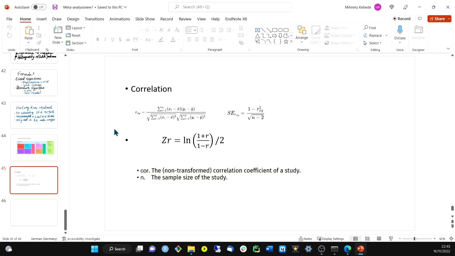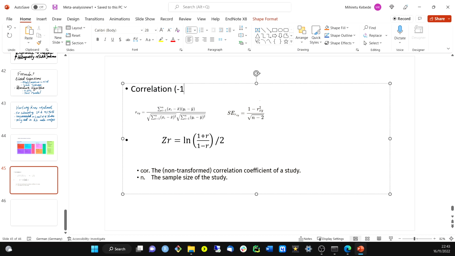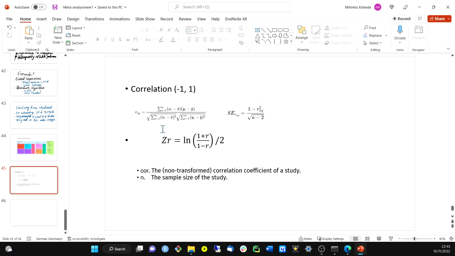So for today we will talk about correlation. If you know, correlation value is always within this range, so it's between -1 and 1. I don't have to go through this, but I think you know from your basic statistics class, this is how correlation is calculated, and this is how the standard error of correlation is calculated.